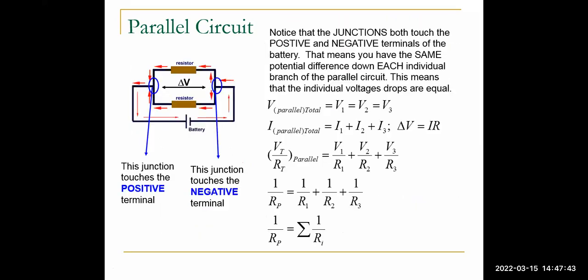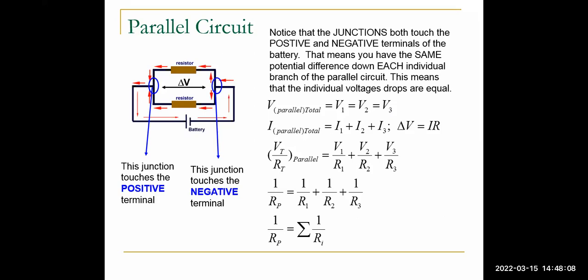Notice that the junction touches both the positive and the negative terminal of the battery. This means you have the same potential difference in each individual branch, so the voltage drops are equal. So kapag parallel naman, ang pare-pareho nila ay voltahe. Sa series, ang pare-pareho nila ay resistance. Sa parallel, ang pare-pareho nila ay voltahe.